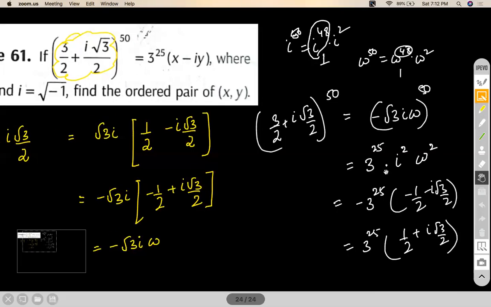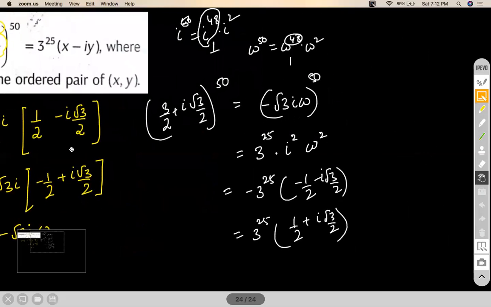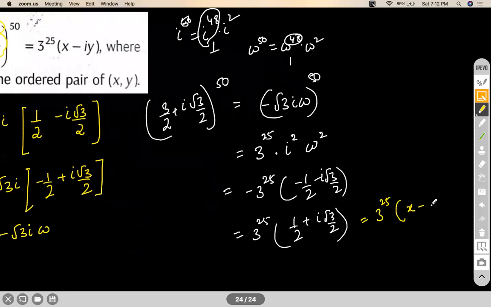Now compare this with the given expression. So compare this with this. So x will become a half and y will become negative root 3 by 2. This is your answer.